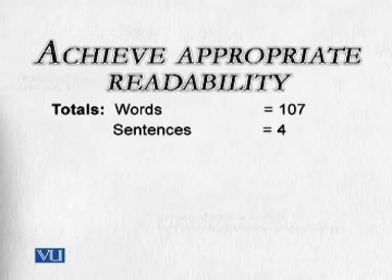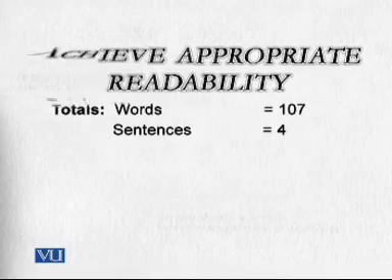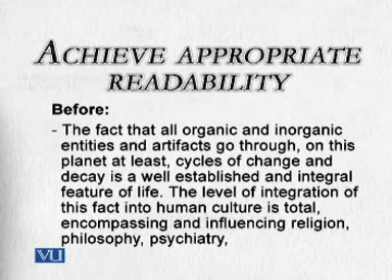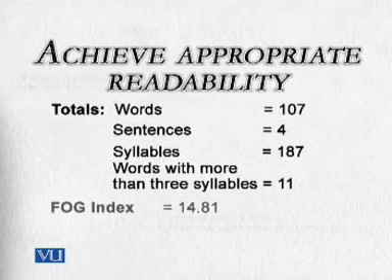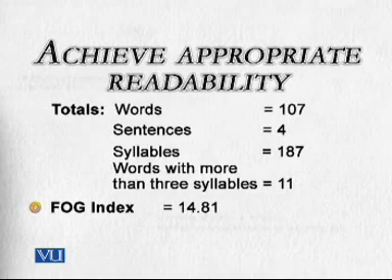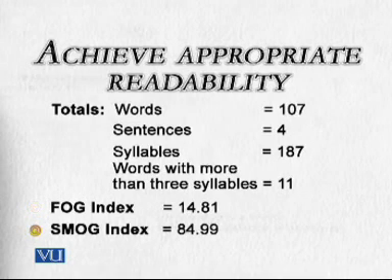And hard words. Let's take a look at the first sentence, and there you can see, like, inorganic is a hard word. Hard word, I told you before, a word consisting of 3 or more than 3 syllables. So, inorganic, entities, artifacts, established, integral. Then in the second sentence, integration, encompassing, influencing, so these are all hard words. If I give you the stat of these hard words, then hard words in this paragraph, which you have seen, are 11. And the Fog Index guide, after applying the formula, is 14.81. The Smog Index, if you apply the formula, you will get 84.99.